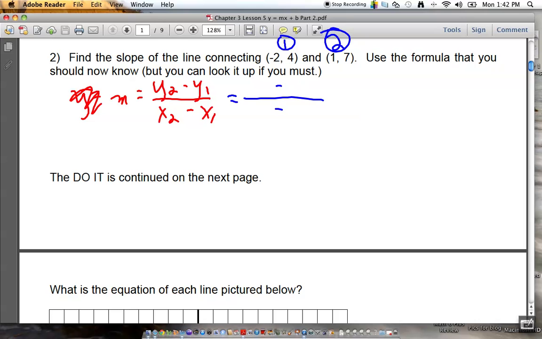Now, what is the y from the second point? Head in the game here, guys. Spencer, head in the game. What's the y from the second point? Look at it. What is it?